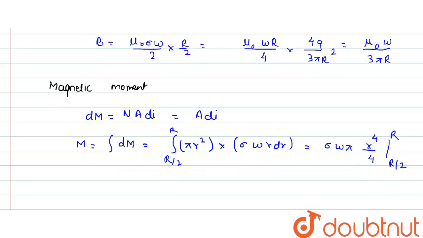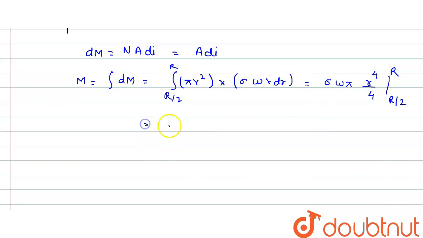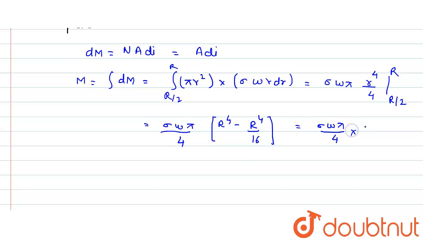Okay. Now what would be this term equal to? It would be equivalent to sigma omega pi, then it would be R to the power 4 minus R to the power 4 by 2 to the power 4, which is 16, and there would be 4 here. So finally, it would turn out to be sigma omega pi by 4 into 15 R to the power 4 by 16. Now we can put the value of the sigma.